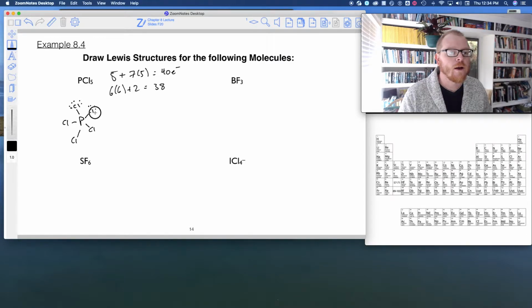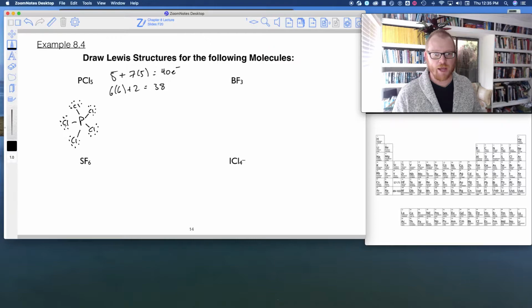And now I'm going to use the remaining electrons to satisfy the octet rule. So that's 2, 4, 6, 8 per chlorine. 8, 16, 24, 32, 40. Brilliant. That's it.